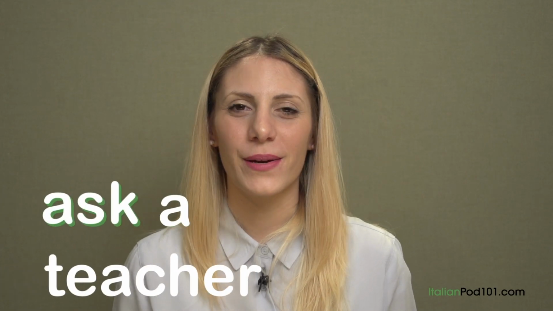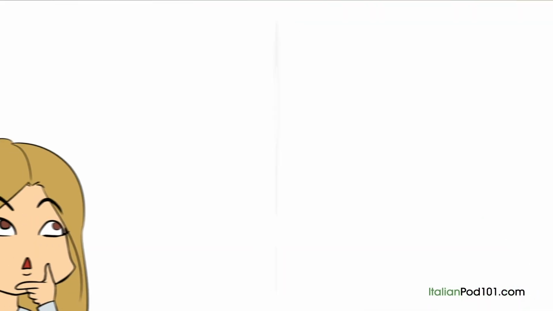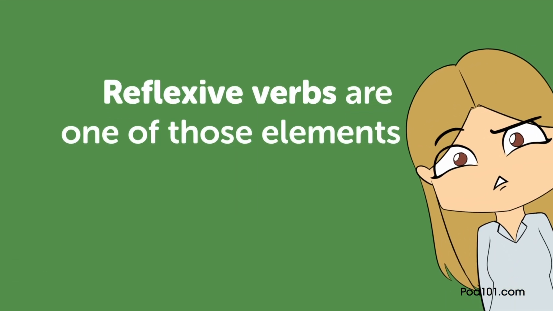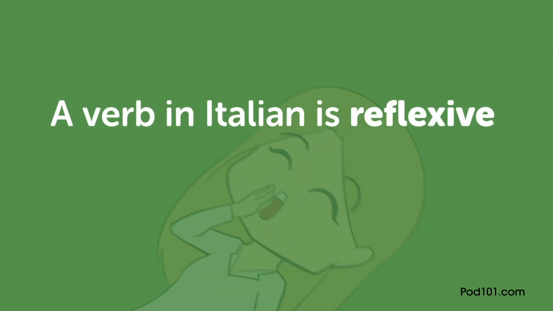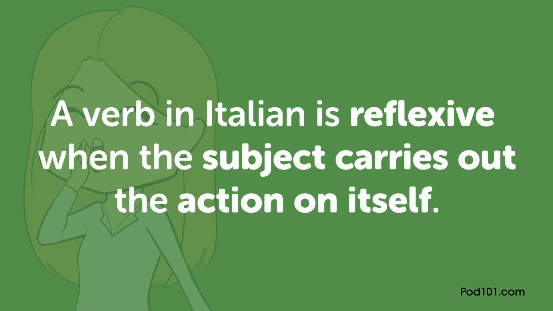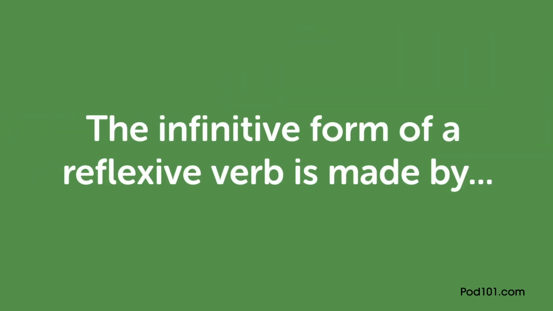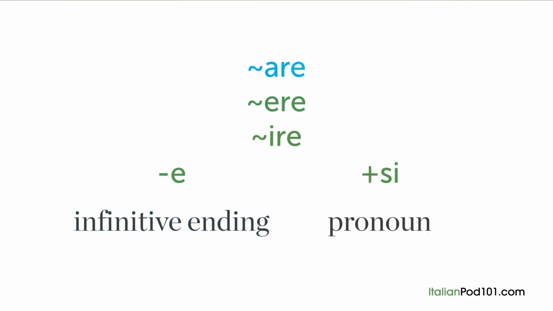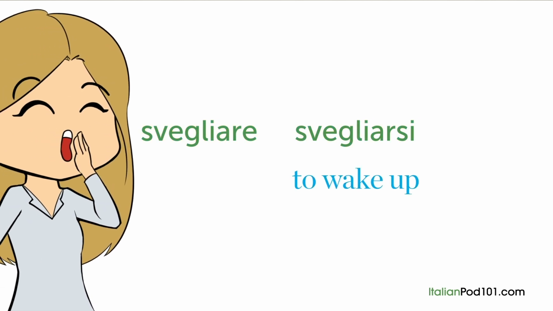Hi everybody, Marika here. Welcome to Ask a Teacher, where I'll answer some of your most common Italian questions. The question for this lesson is, how do reflexive verbs work? Reflexive verbs are one of those elements that don't really have an English counterpart. A verb in Italian is reflexive when the subject carries out the action on itself. Please note that not all verbs can be reflexive. The infinitive form of a reflexive verb is made by dropping the infinitive ending e from are, ere, and ire, and adding the pronoun si. For example, svegliare, svegliarsi, to wake up.